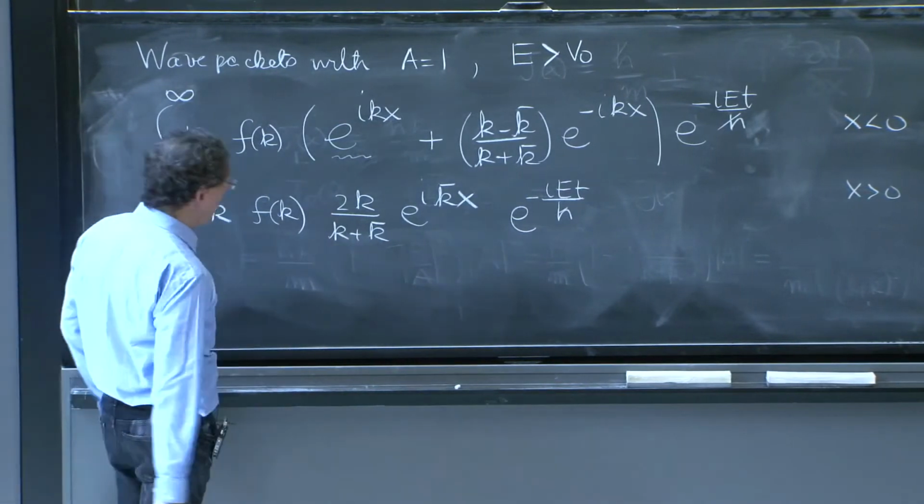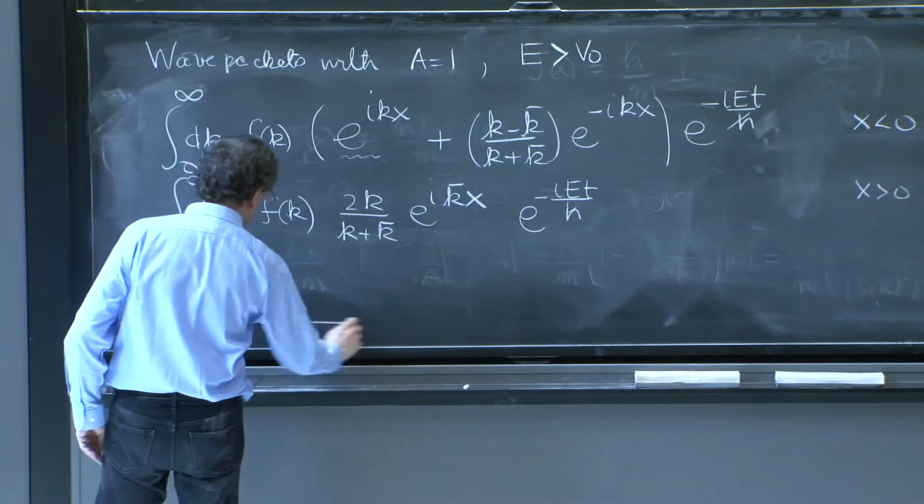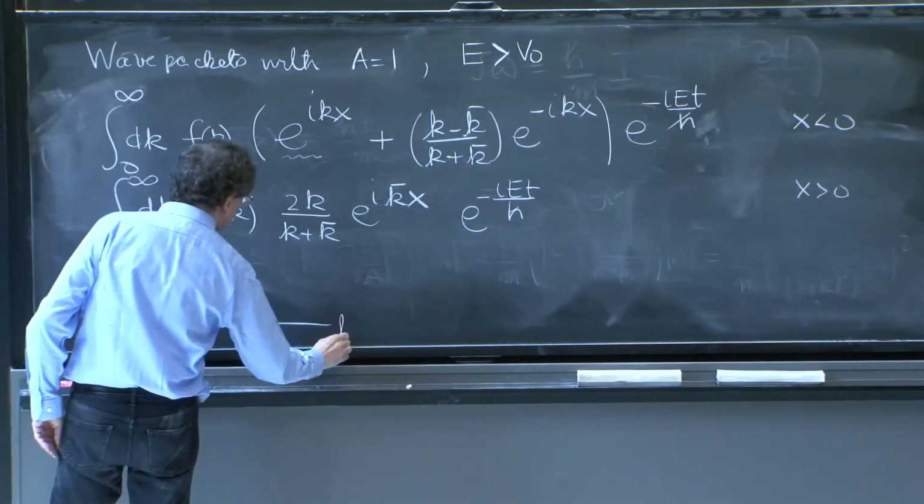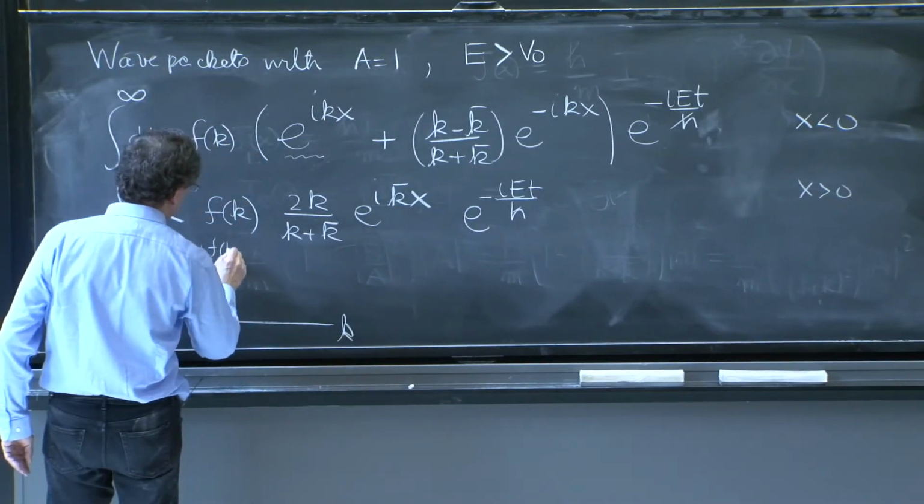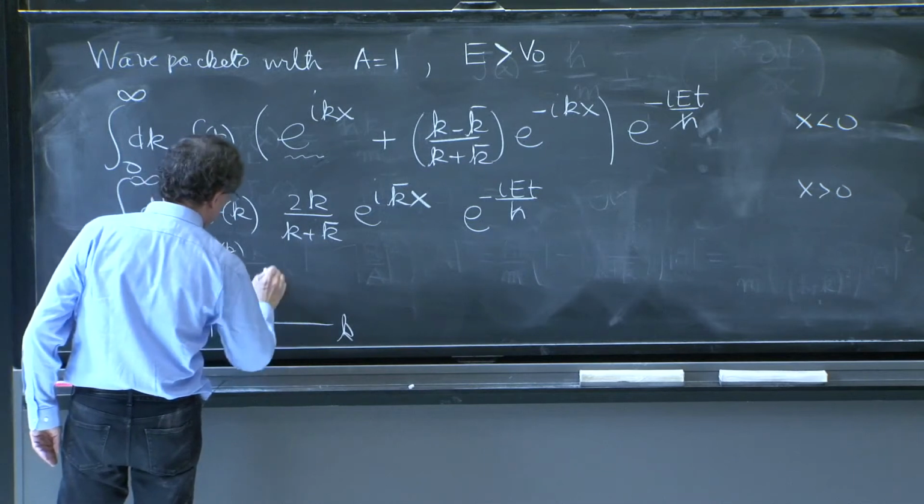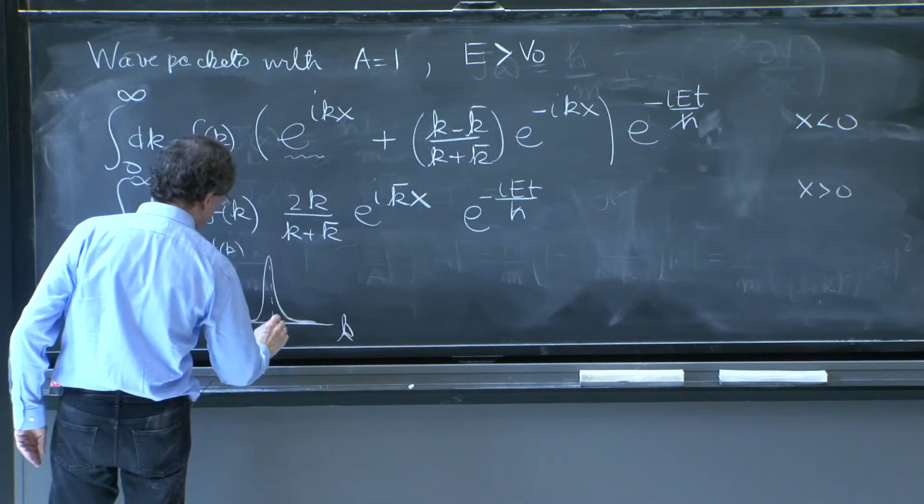And f of k, what is it? Well, in our usual picture, f of k is some function that is peaked around some k naught.